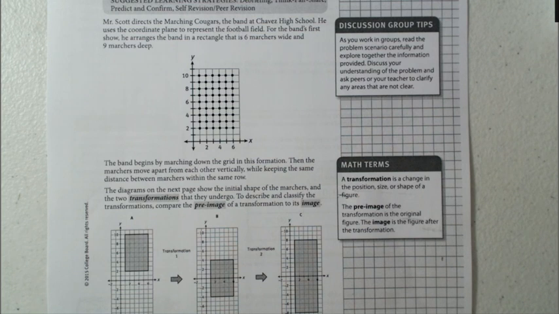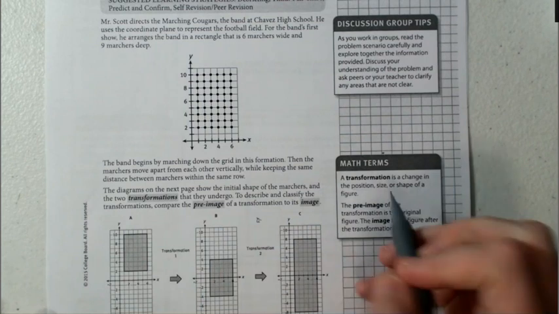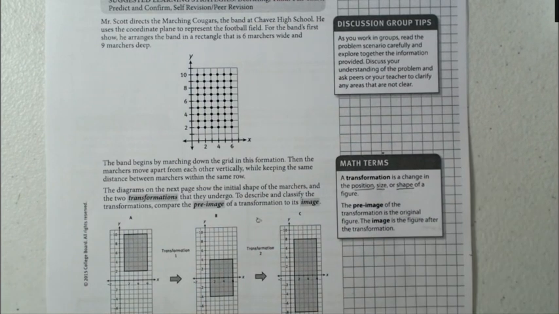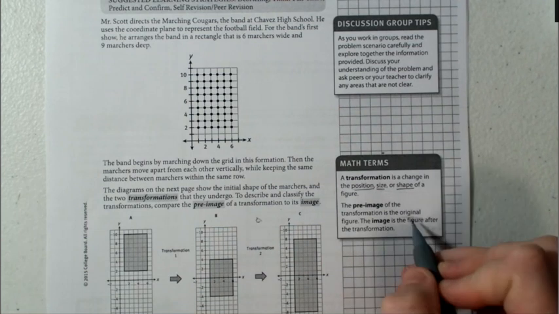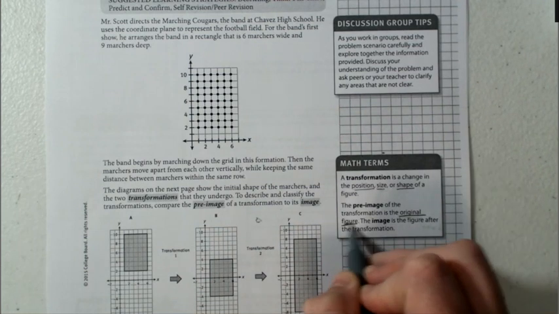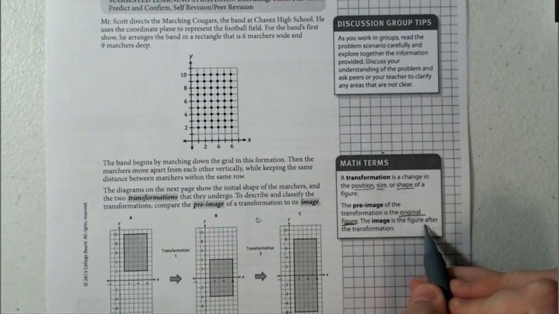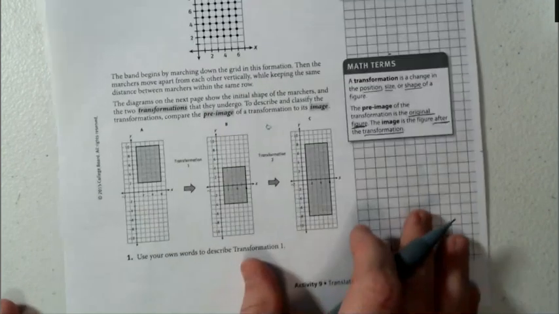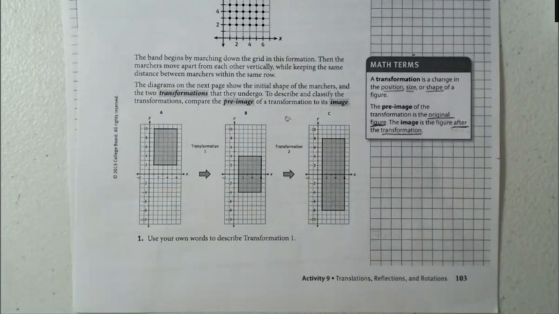All right, a transformation is a change in the position, shape, or size of a figure. So again, that's a change in position, size, or shape. The pre-image is your original figure, while the image is the figure after the transformation. So again, you're going to be answering questions 1 to 3 to start.